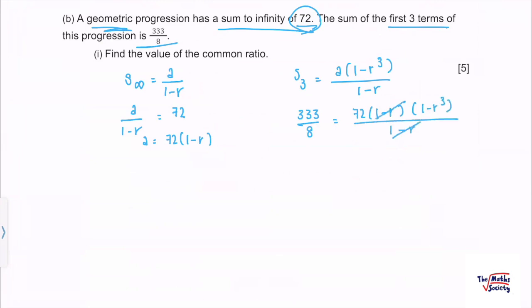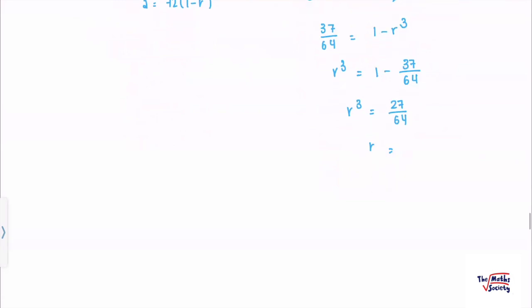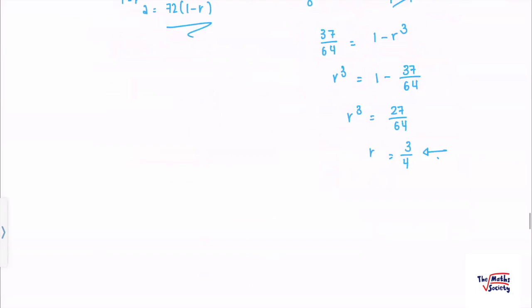You'll have these cancel out. You have 37 by 64 equals 1 minus r cubed. If you cancel them out, you have r cubed equals 1 minus 37 by 64. That's r cubed equal to 27 by 64, and then you cube root it again. So you get r equal to 3 by 4, and that is your r value. And then moving on, you have to find the value of the first term, a. It was 72 times 1 minus r.